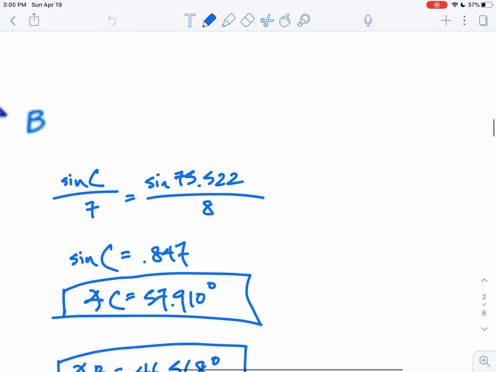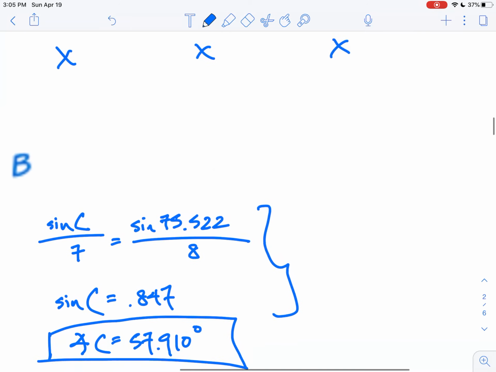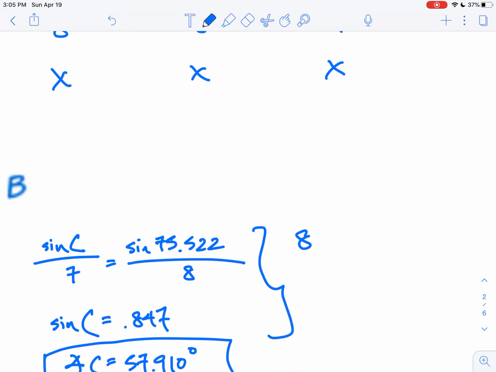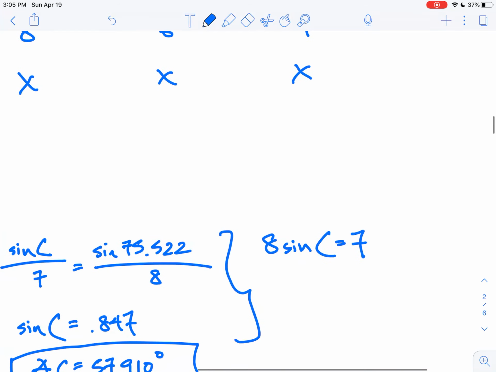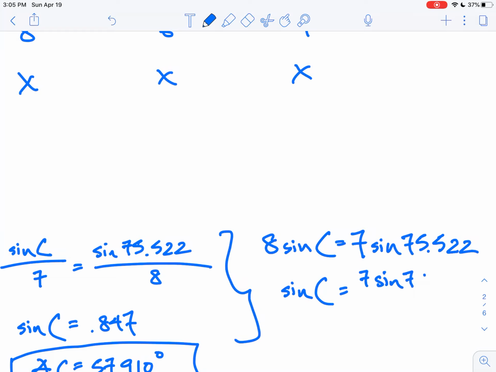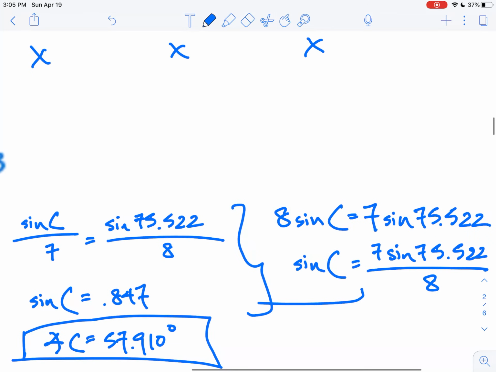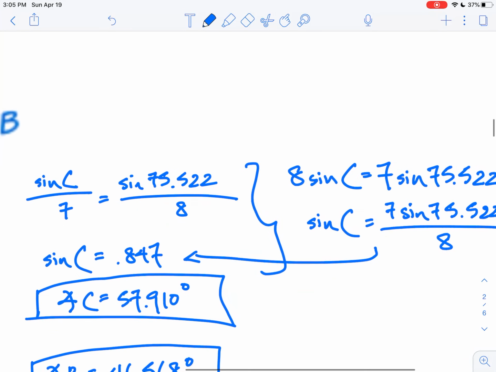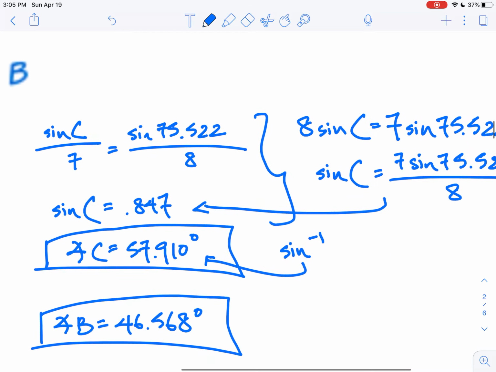So for angle C, I know I skipped a few steps, but if we cross multiply here, we'll get 8 sine C equals 7 sine 75.522. I'm going to divide both sides by 8. And when I do that, the decimal that I get is 0.847. And then I'm just going to use inverse sine to find the angle that goes with that.